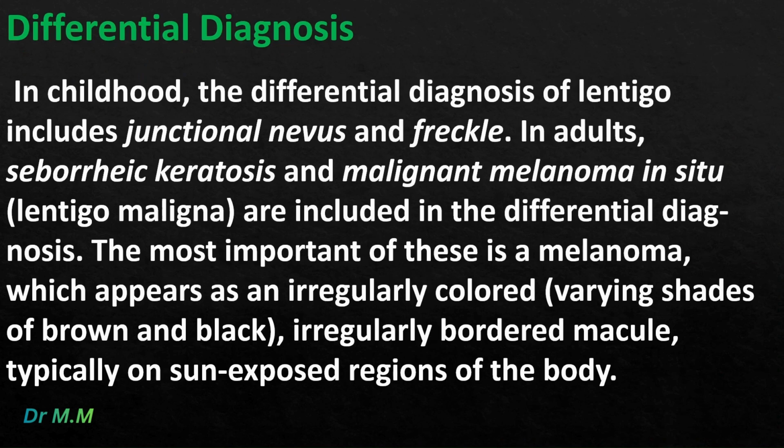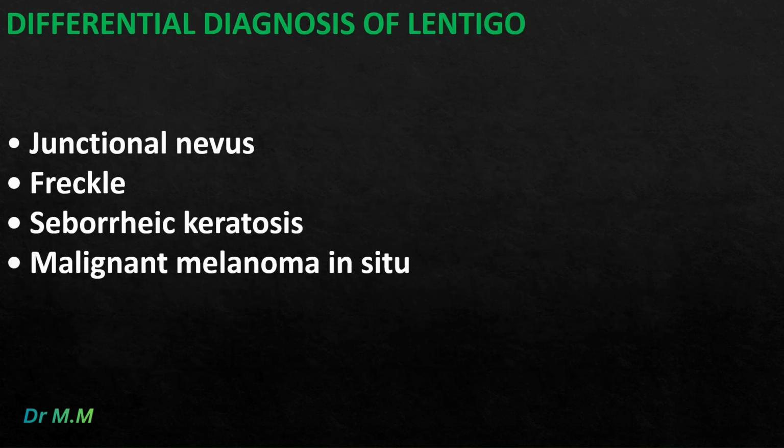Differential diagnosis: in childhood, the differential diagnosis of lentigo includes junctional nevus and freckle. In adults, seborrheic keratosis and malignant melanoma in situ, or lentigo maligna, are included. The most important of these is melanoma, which appears as an irregularly colored macule with varying shades of brown and black and irregular borders, typically on sun-exposed regions of the body. The conclusion of the differential diagnosis of lentigo includes junctional nevus, freckles, seborrheic keratosis, and malignant melanoma in situ.